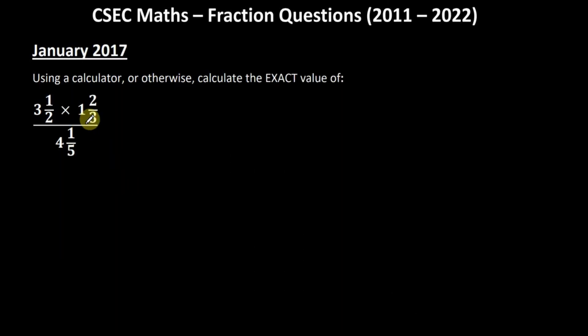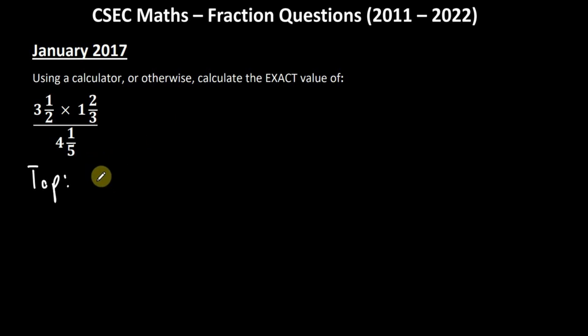Now we're looking at the question that was given on the January 2017 paper. So we have 3/2 times 1 and 2/3, all divided by 4 and 1/5. So again, guys, we're going to separate the top from the bottom. And of course, guys, once we have done enough examples, you probably catch on to how to maneuver your way around these questions. So you could pause the video, attempt some of these questions, then resume the video and see if you would have followed all the correct steps.